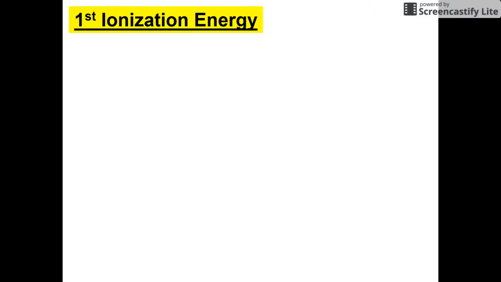First ionization energy is the other term we learned. Now let's break it down because it sounds a little complicated. Ionization, that means when something becomes an ion. For example, by losing an electron, it could become a positive ion. Energy, well, it's just a measure of energy. First, we'll get to that in a moment.